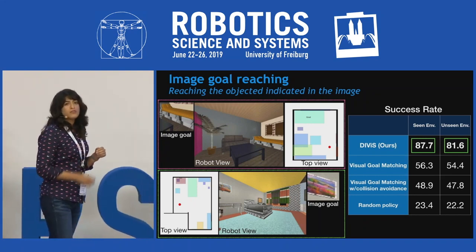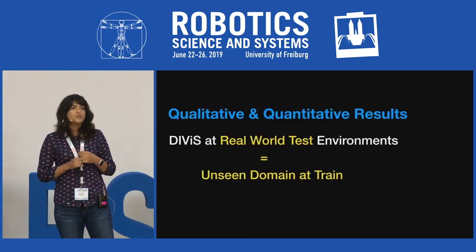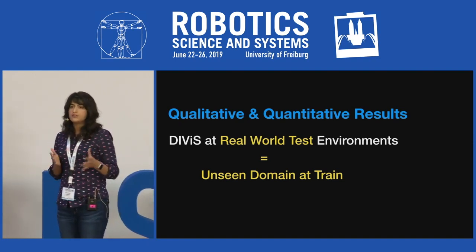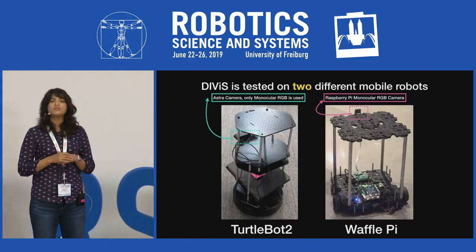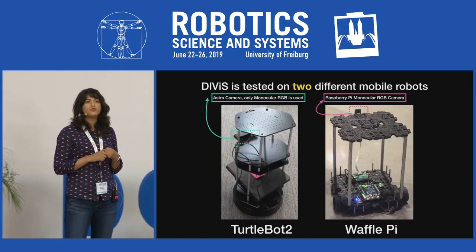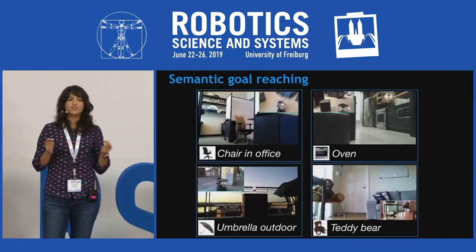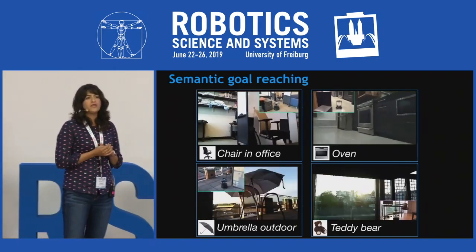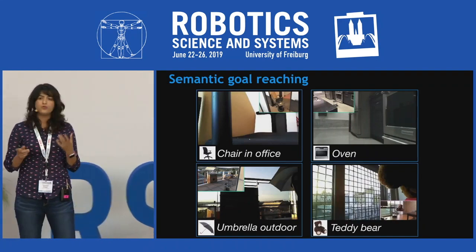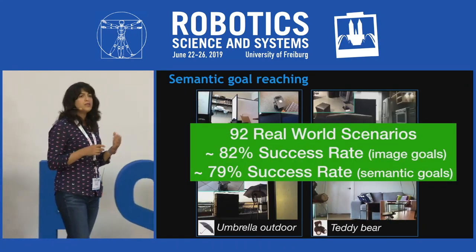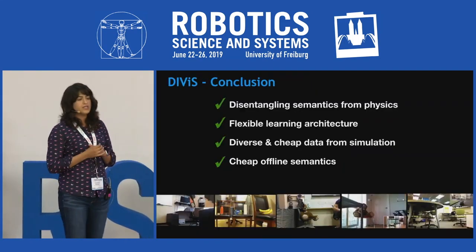We have also tested our method in real-world environments, both qualitatively and quantitatively. All these real-world scenarios are entirely unseen at training time. For the real-world tests, we use two different real robot platforms, which have different heights and different RGB cameras. As you can see, our method can perform well in a diverse set of scenarios, such as reaching a chair in confined spaces, an oven in a kitchen, or an umbrella outdoors, and many other scenarios. Roughly, we achieved about 82% success in real-world scenarios.